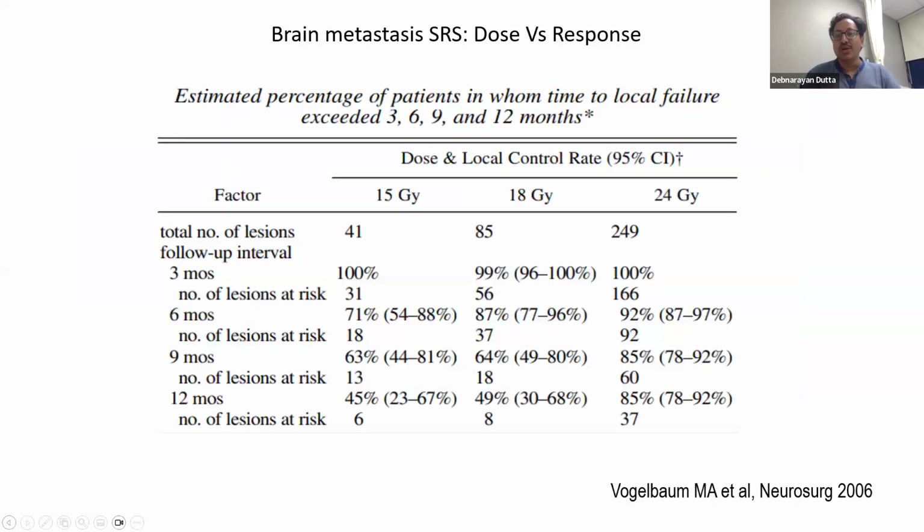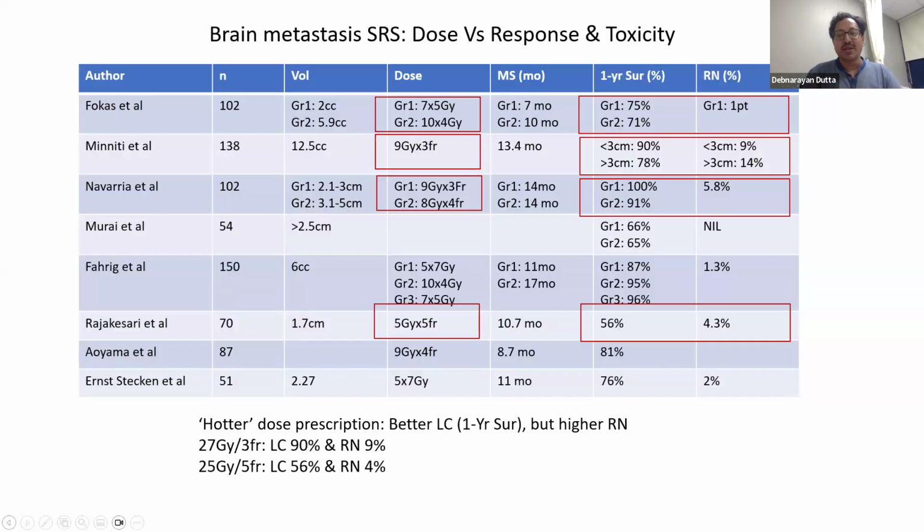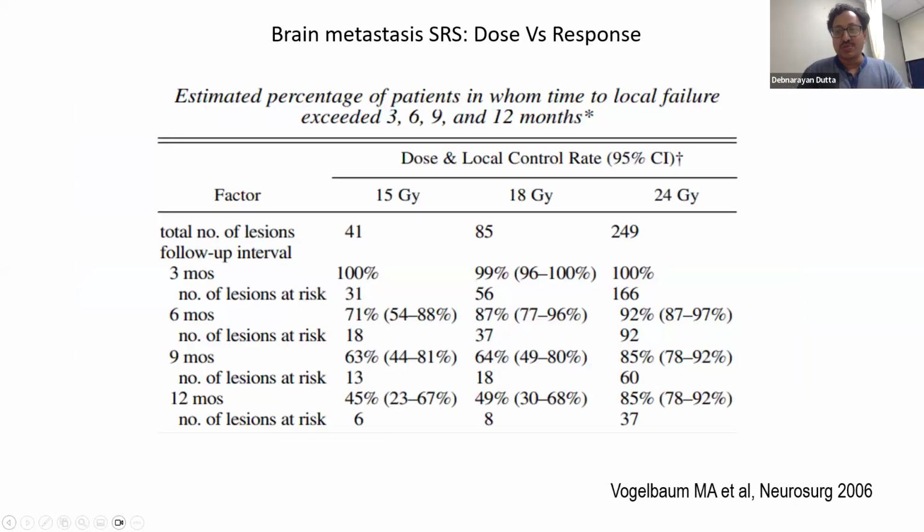The moment you become a little colder, meaning you give only 25 gray in 5 fractions, then you will not see the response. The response is only 50 to 60%. So you see, I think Dr. Shuhas will agree that many times in our tumor board, we always push for single fraction high dose radiation for brain metastasis, and we accept that radiation necrosis to some extent. So it is a matter of accepting some kind of radiation necrosis, but not compromising on the response to the treatment.